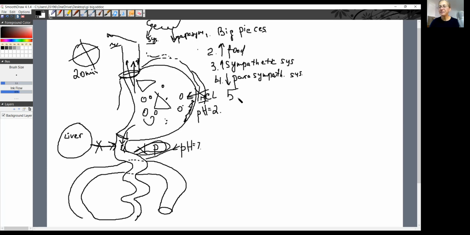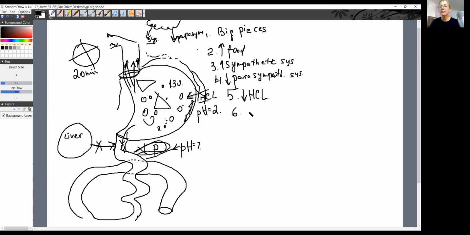Problem number 5, low production of hydrochloric acid. HCl stands for hydrochloric acid. Often, for reasons unknown to physicians, people may produce less hydrochloric acid than they should. As a result, food will stay here in the stomach, undigested, for more than 1 hour, 30 minutes. Because the stomach is churning, it has a higher chance of going into the esophagus and creating acid reflux.